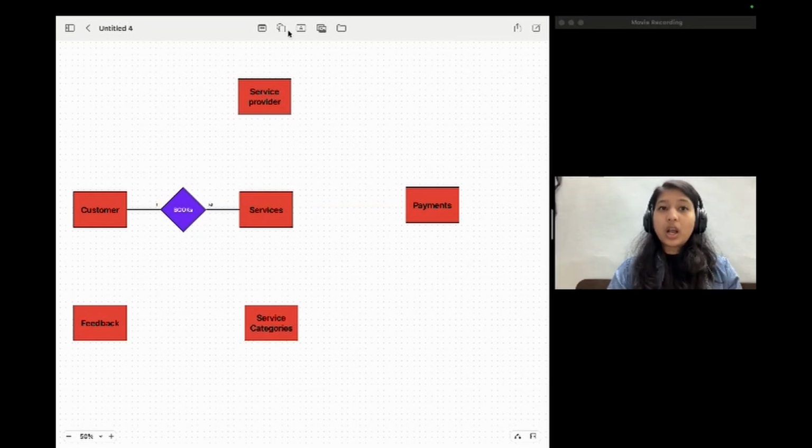Now, how are service provider and service categories related to each other?